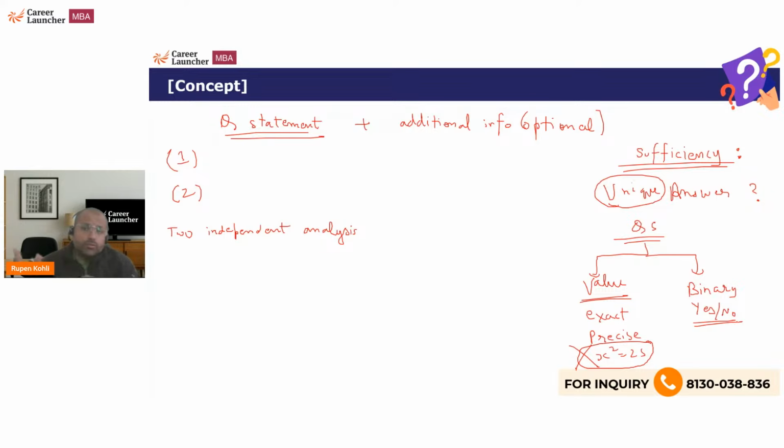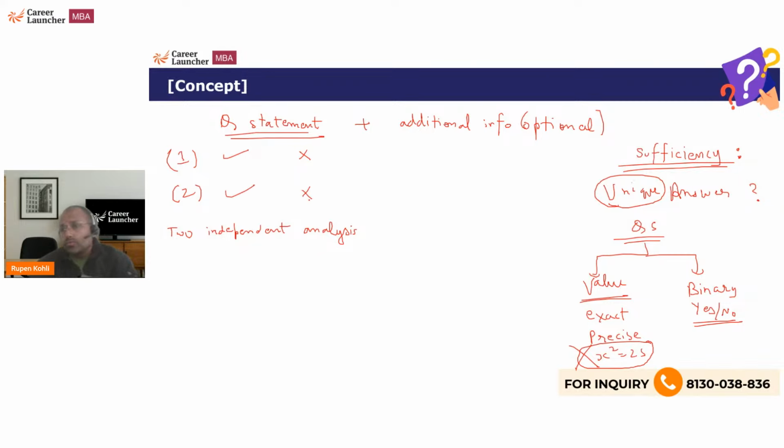So if it's a yes-no question, and after analyzing the statement we have got a definite no to the question asked, that also is sufficiency, because we've got the unique answer, right? So we have to do two independent analyses. Statement one, is it sufficient or not? There are two possibilities. It may be sufficient, it may not be sufficient. Statement two, again do a second analysis. Is it sufficient or not?